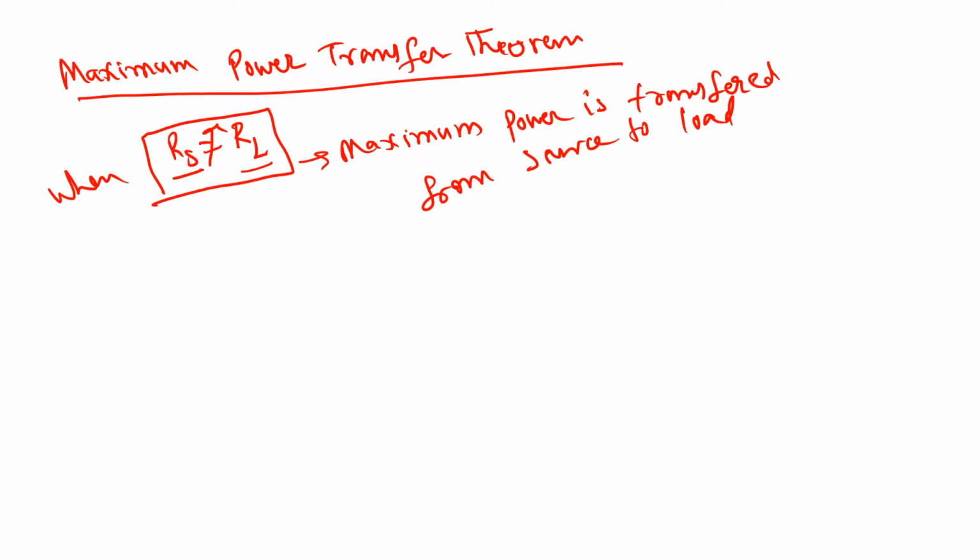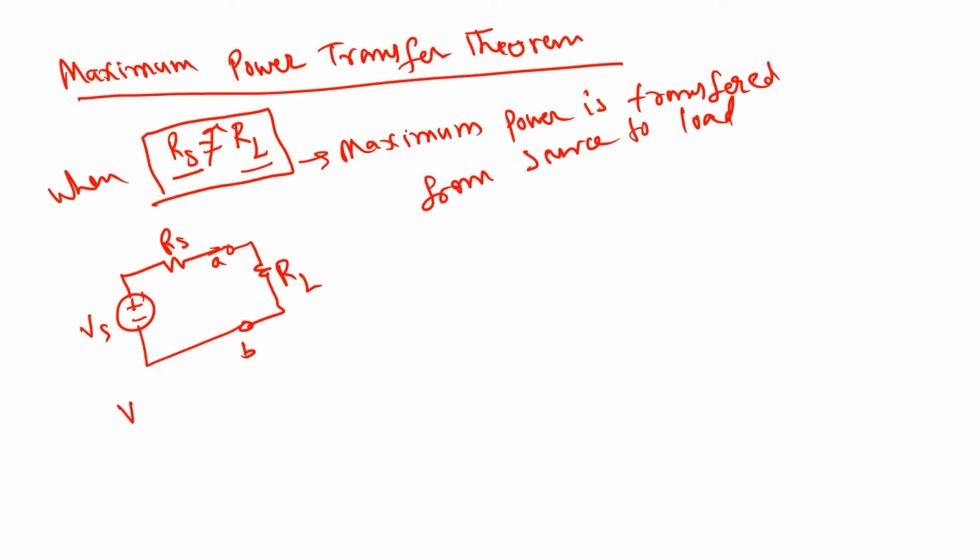We see the circuit diagram here. This is the Vs, and this is the source resistance. Rs is the source resistance. And of course, this is the terminal A and B. I have connected a load here. This is a load, which has RL.